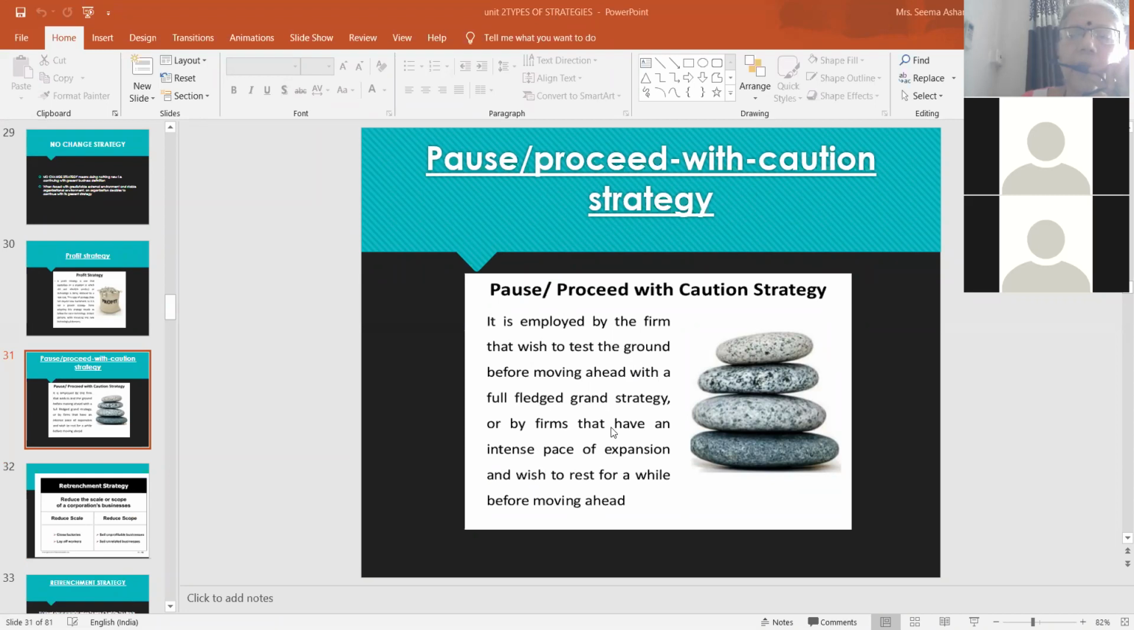Sometimes the company has gone through an intense pace of expansion, so they just want to rest for some time. At that time also they will use the pause and proceed with caution strategy. So with this, I have explained to you corporate level strategy, in that, stability strategy.